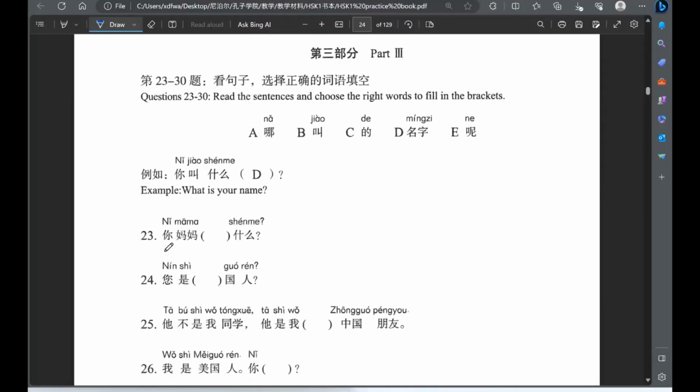23. 你妈妈什么? Your mom what? So what can we ask? What can we add here? 你妈妈哪什么? Where what? No. 你妈妈叫什么? What is your mom called? What's your mom's name? 叫 is okay, right?